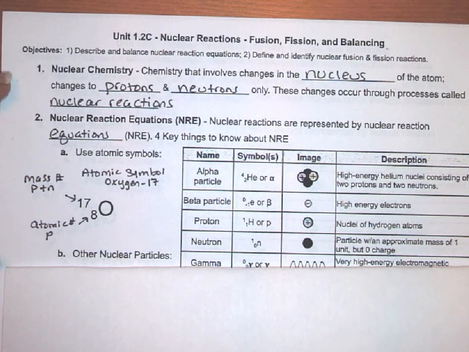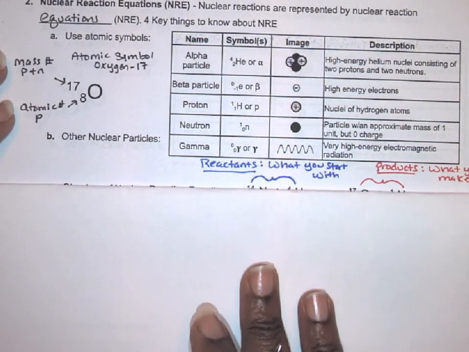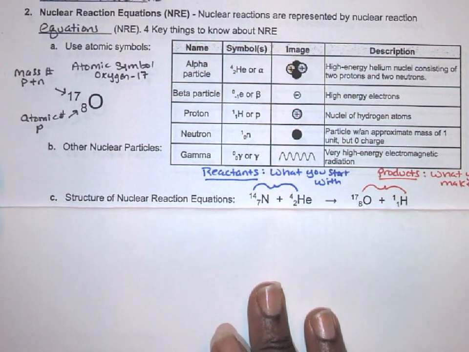Hi, and welcome to the part 2 video on nuclear reactions. So you've already covered these topics. We're now going to start looking at some other things we need to know about nuclear reactions in addition to the particles and the atomic symbols.